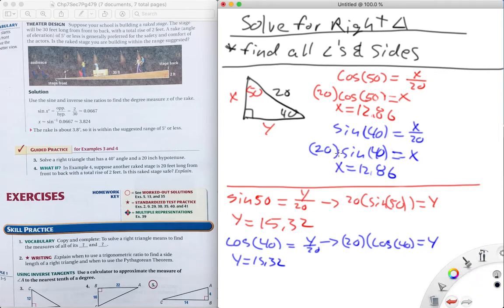So in terms of the answer, the angles are equal to 40, 50, and 90 degrees, and then the sides would have been equal to 12.86, 15.32, and then 20. Okay.